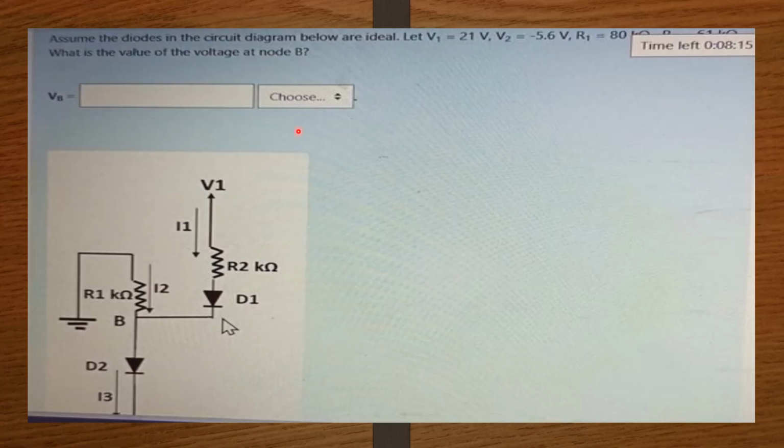Assume the diodes in the circuit below are ideal. Let V1 equals 21 volts, V2 equals negative 5.6 volts, R1 equals 80 kilo ohm, R2 equals 61 kilo ohm. What is the value of the voltage at node B? As an aside, you will also want to calculate the values of the current I1, I2, and I3, even though the question is only demanding for VB.